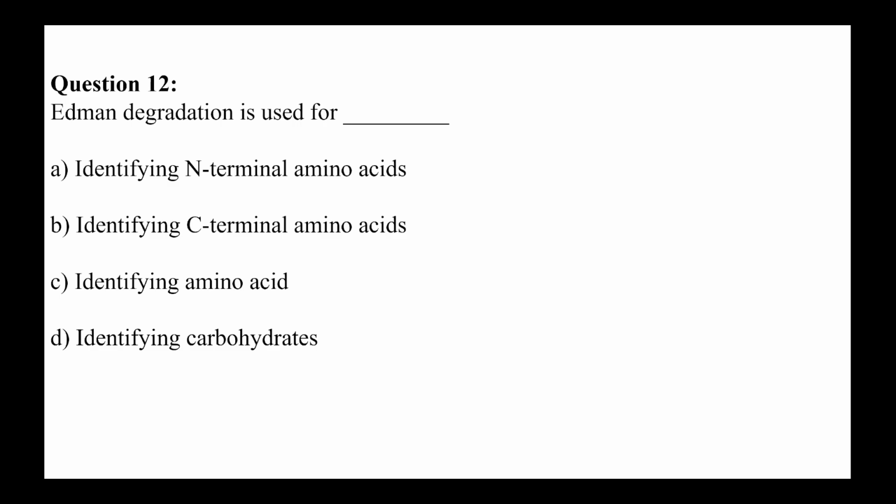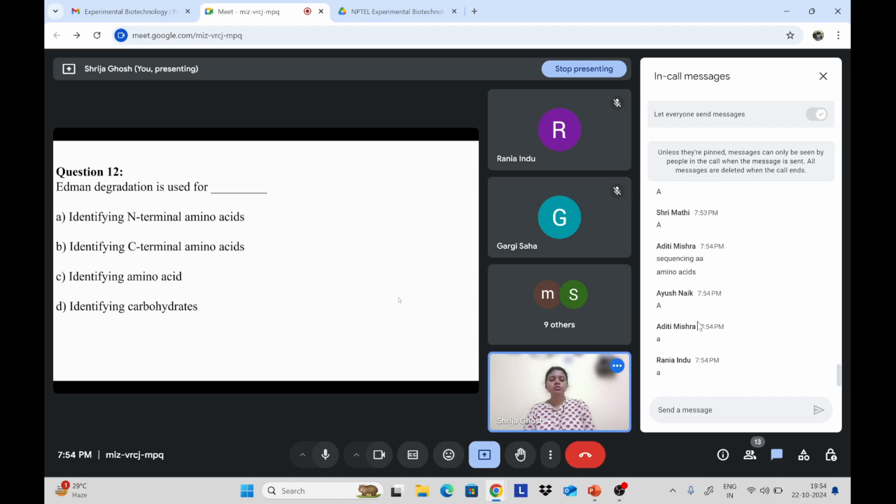Edman degradation is used for, so you already answered protein sequencing. So where do we use? Option A, identifying N-terminal amino acids. Option B, identifying C-terminal amino acids. Option C, identifying amino acids. And option D, identifying carbohydrates. Edman degradation is used for dash.